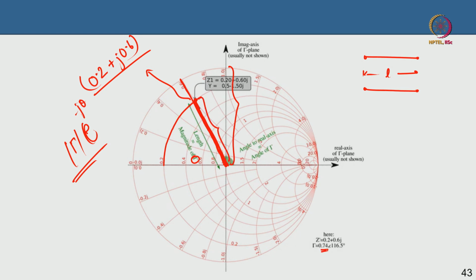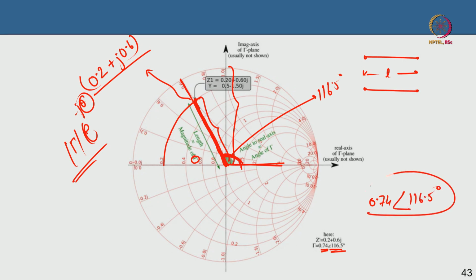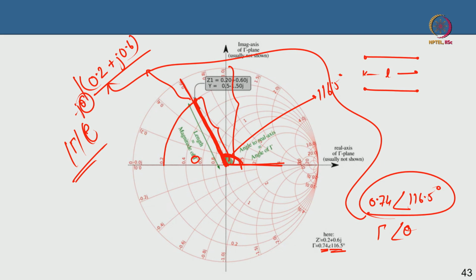It comes out to be 0.74. If you take a ruler or a scale, you will find that it is 0.74. And the angle this line forms with the horizontal axis is theta. In this case it is 116.5 degrees. So, 0.74 at 116.5 degrees is your polar form, gamma and theta, that represents this particular impedance of 0.2 plus j0.6. Okay, just keep that in mind.